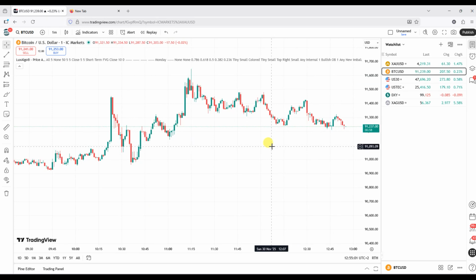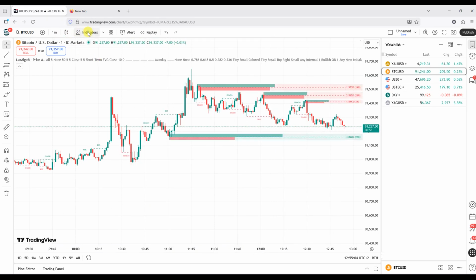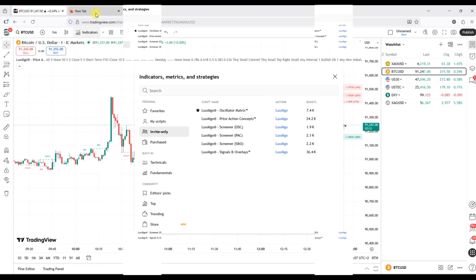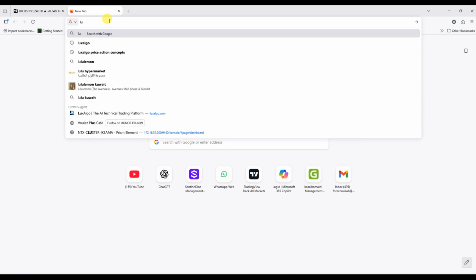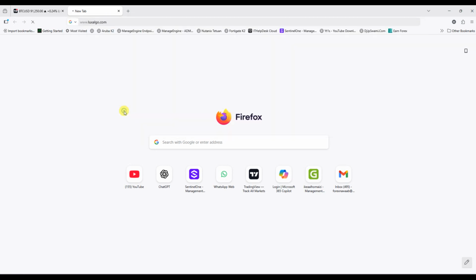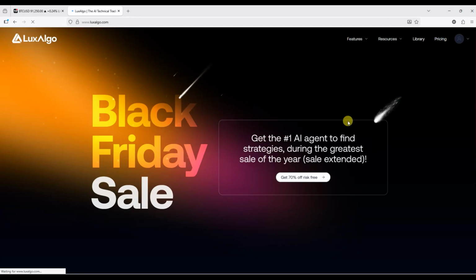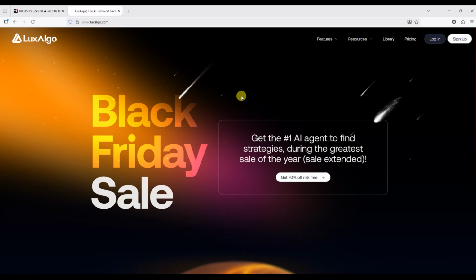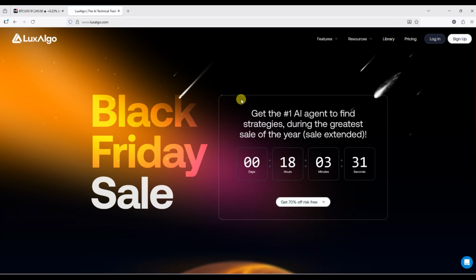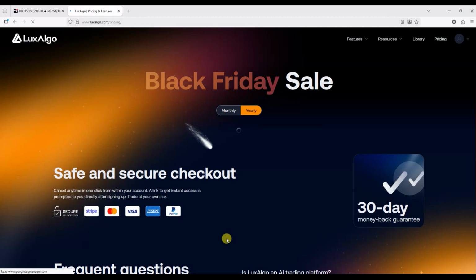To let people know how to get these indicators, as I explained last time, we go over here and type Lux Algo, and once we click on Lux Algo, we need to buy the indicators. It's usually around $67 monthly, which is what people can afford most of the time. Nobody is going to purchase annually. Once we purchase, we do the payment, and we need to make sure we use the exact email address we use on TradingView.